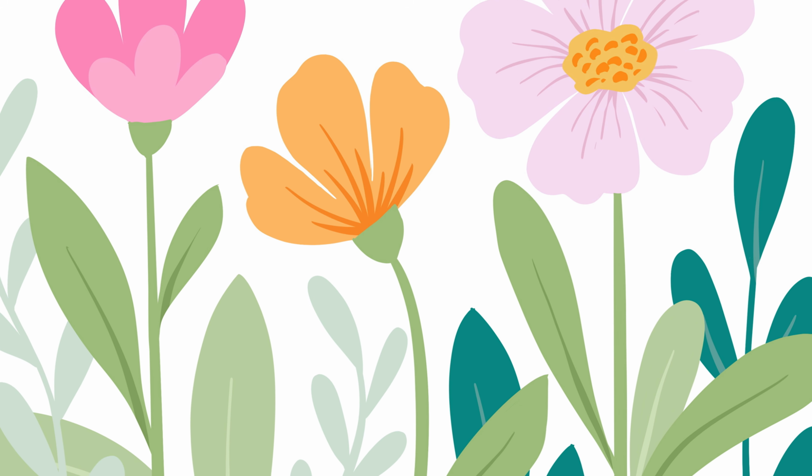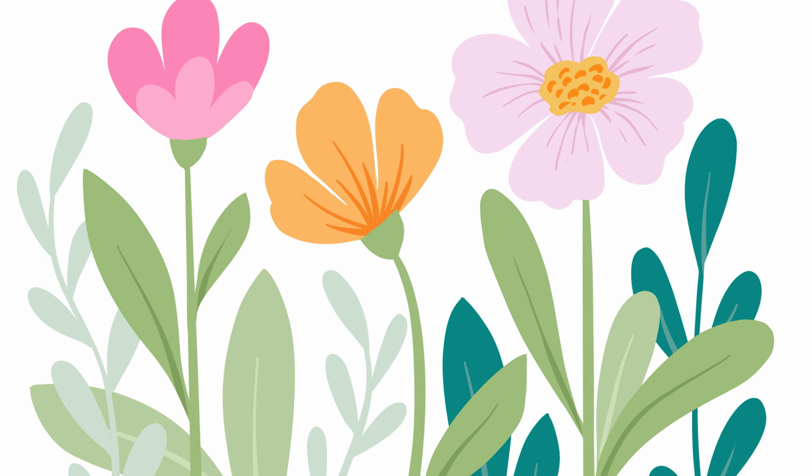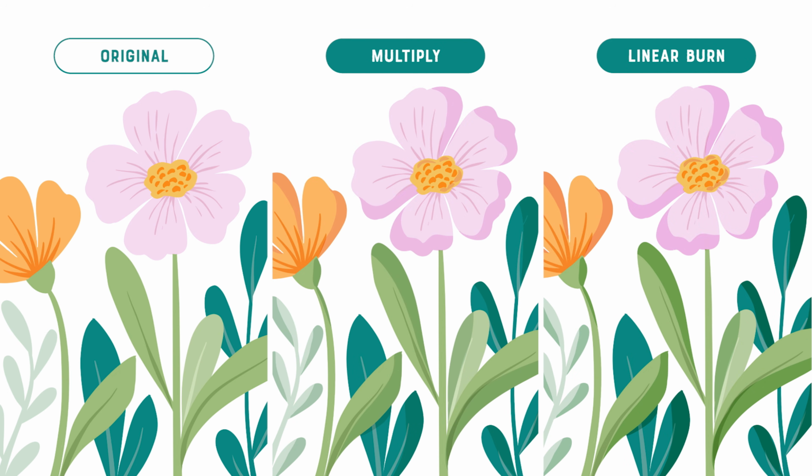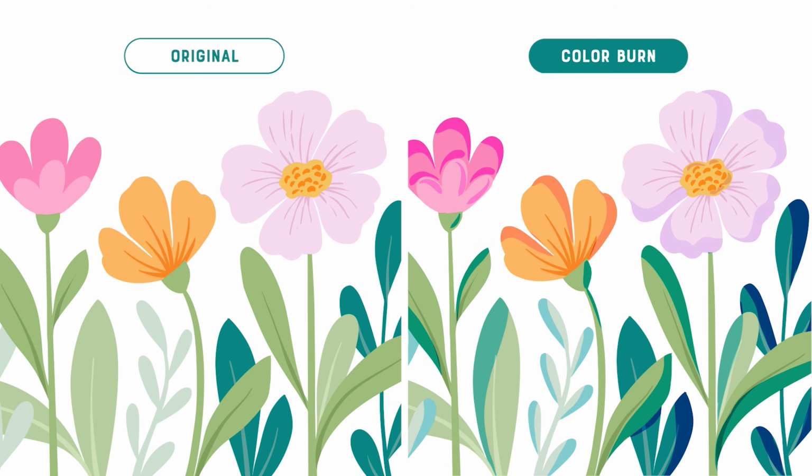So if you want to try using blend modes to add shadows to your artwork, it looks like multiply and linear burn will give you the most straightforward result, and you can do some really fun things with color burn if you're willing to experiment.